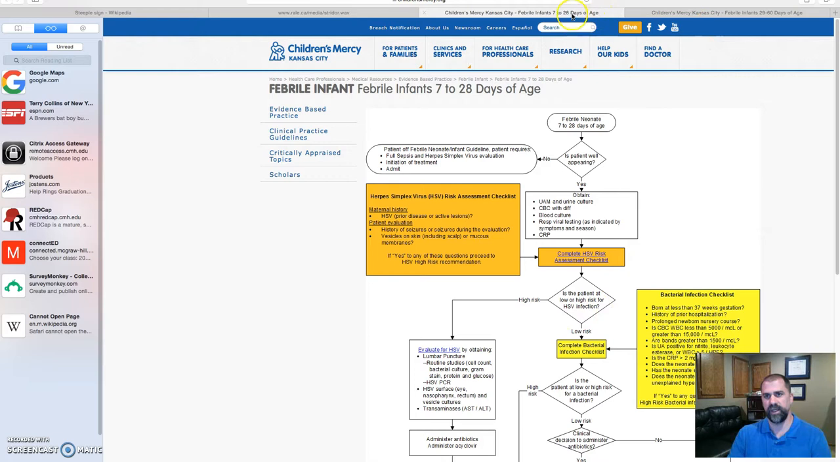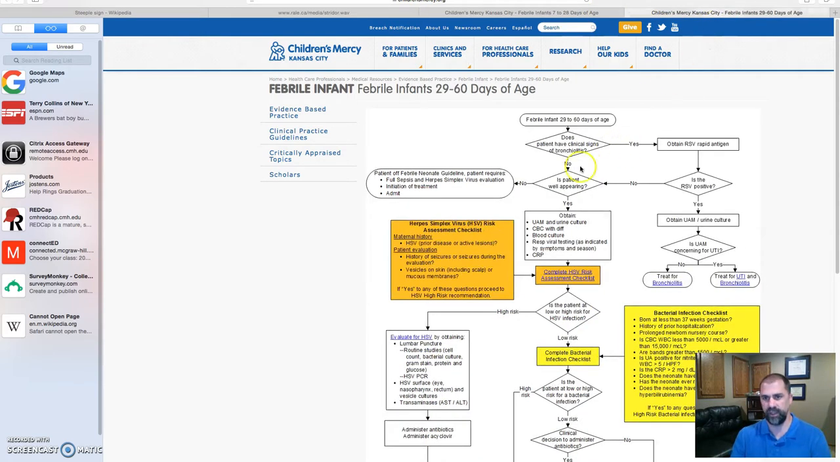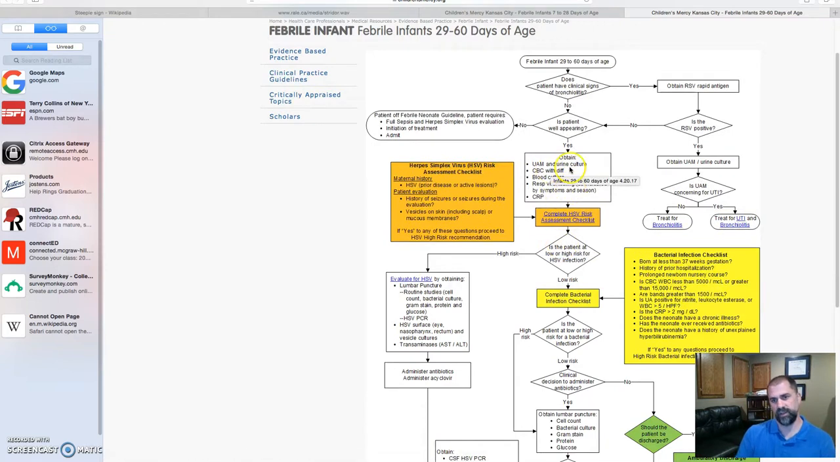When you look at the 29 to 60, we have a lot more leeway. And so this shows other causes of fever. So when we think about other causes, we think about bronchiolitis as well. So if they have bronchiolitis, then we can go down this pathway. And if they're RSV positive, yes, you can see this teases out bronchiolitis and UTIs. And then if they're not well appearing, then obviously we do the full sepsis workup. If they are well appearing, we go down here and we do our ancillary studies.